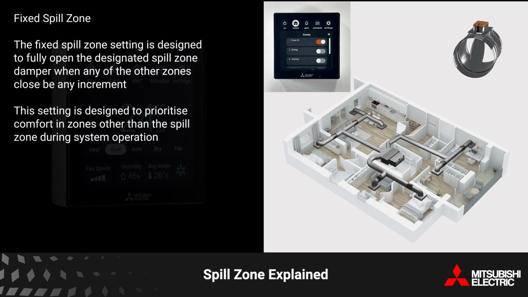Static spill zone. The static setting works by controlling the spill zone damper, so that as soon as any of the other zones close by any increment, the spill zone will fully open. If the selected spill zone is open to 100%, but still does not meet the minimum airflow required for the unit, a second spill zone is required to be set, and they will operate together.